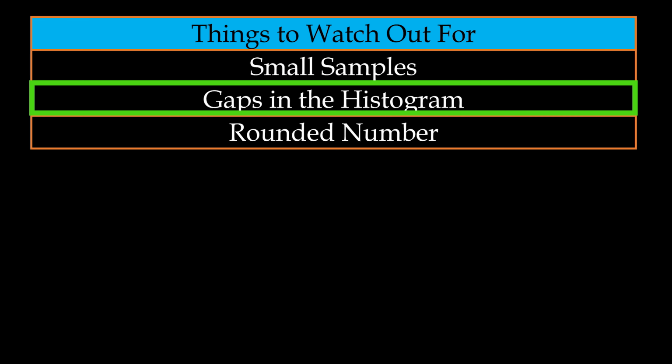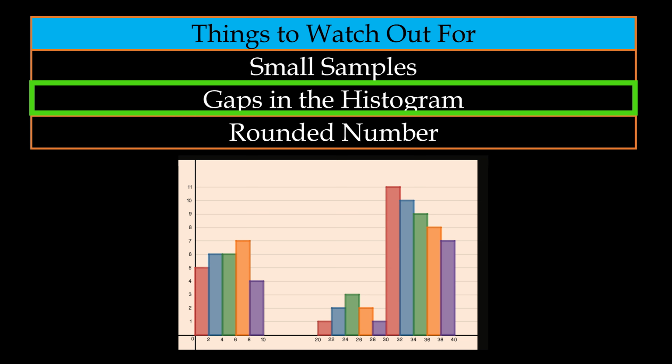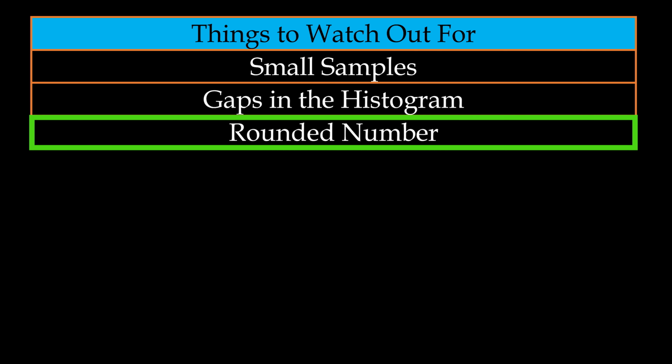Another thing you should watch out for is for clues that our sample was taken from 2 different populations. We can see this on a histogram if there is a gap between our bars and there are 2 different peaks. Lastly, look at the values of the data. If they all end in 0s or 5s, they most likely weren't measured and were probably rounded.